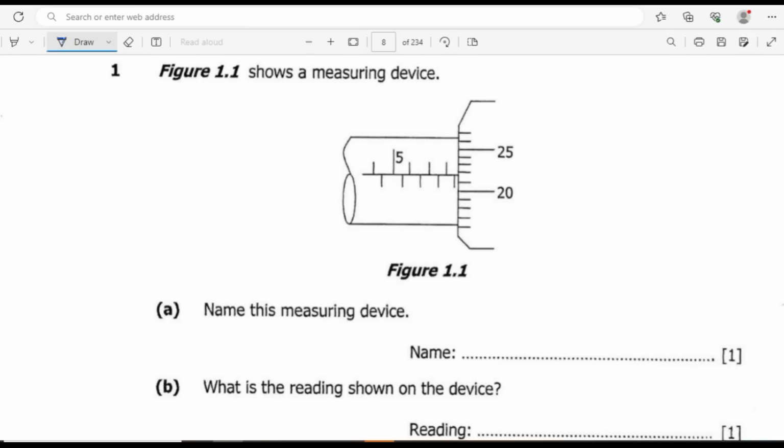So under grade 10 work we are expecting to maybe encounter a question where we are given this measuring device. So question 1, figure 1.1 shows a measuring device. Then the first question is name this measuring device. So whenever we have this structure, just know that we are dealing with a micrometer screw gauge.